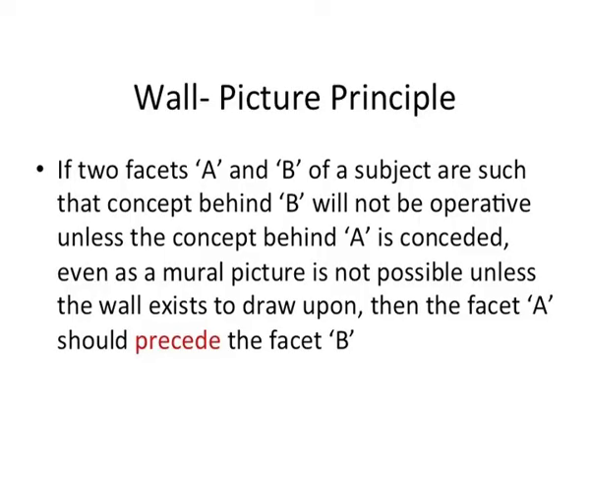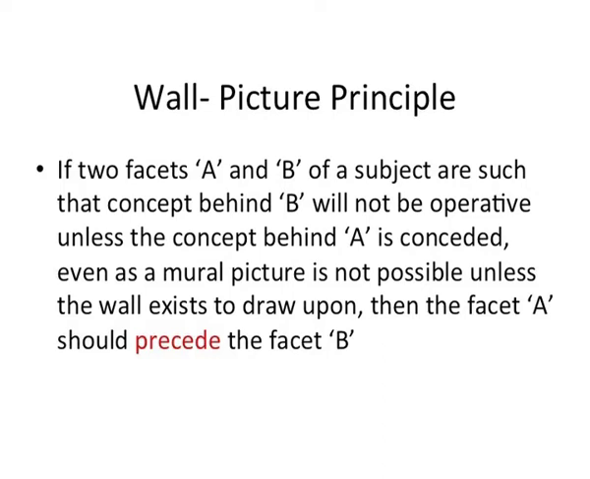Therefore, he calls it the wall picture principle, and he says that if two facets A and B of a subject, mind you, two facets A and B of a subject. That means this subject is multidimensional, has more than one facet. These facets are denoted as A and B. Now, these facets are of the same fundamental category, they are in a particular round. Now, we have said they have to be placed together, one of the postulates says.